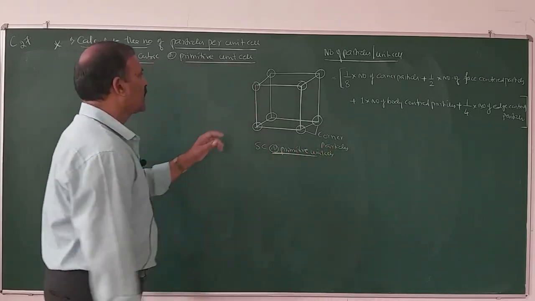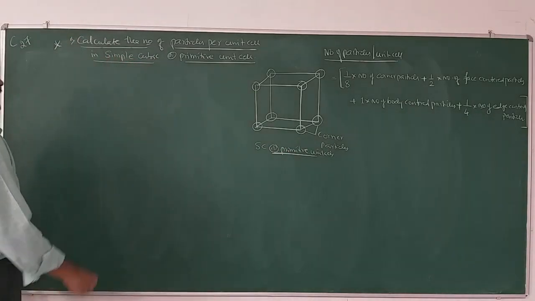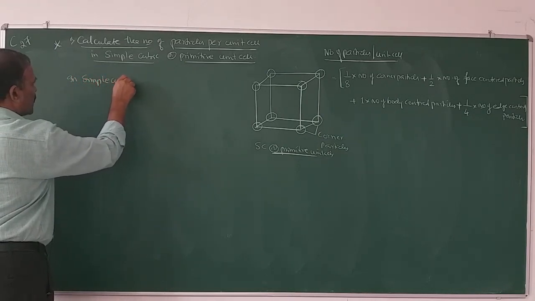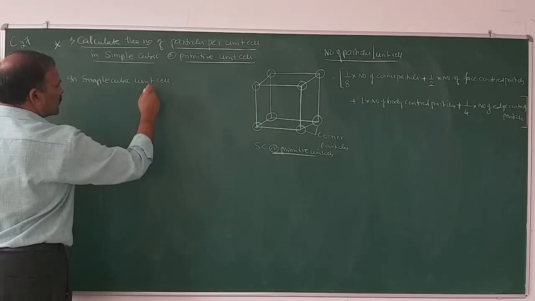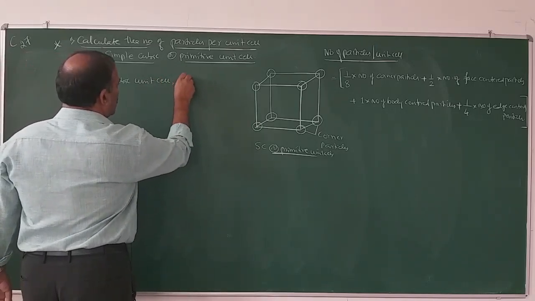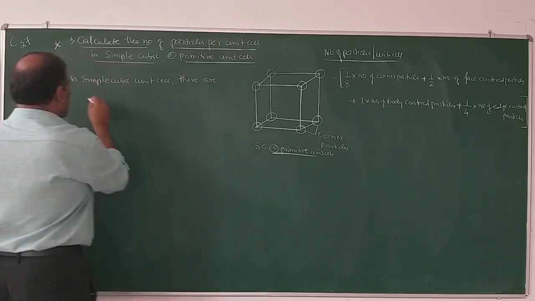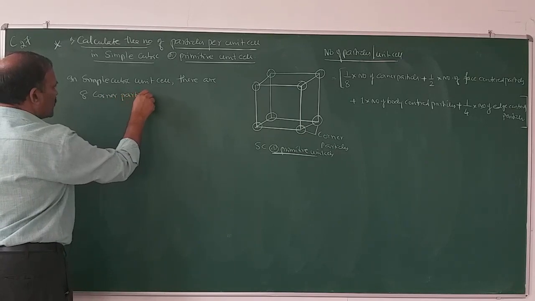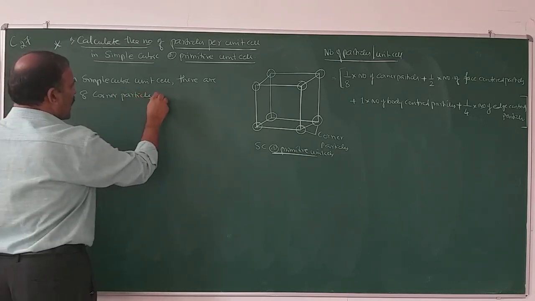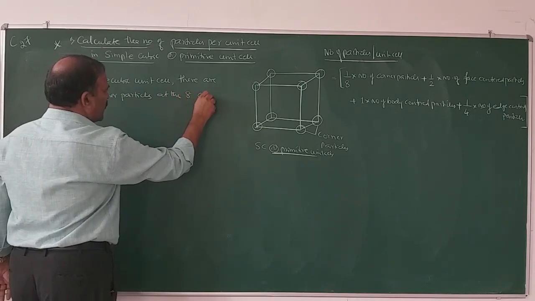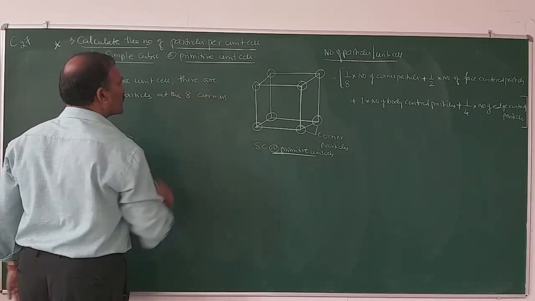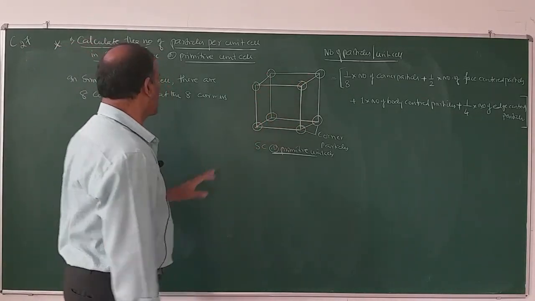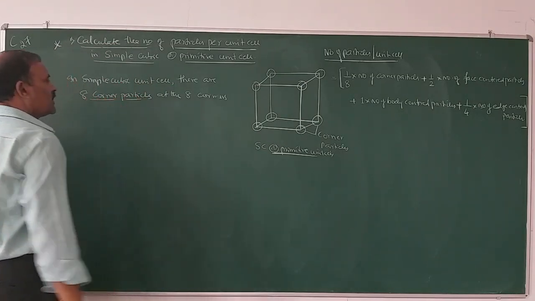Particles are present only at the corners. So you have to write like this. In simple cubic unit cell, there are 8 corner particles at the 8 corners. 1, 2, 3, 4, 5, 6, 7 and 8 corner particles at the 8 corners.